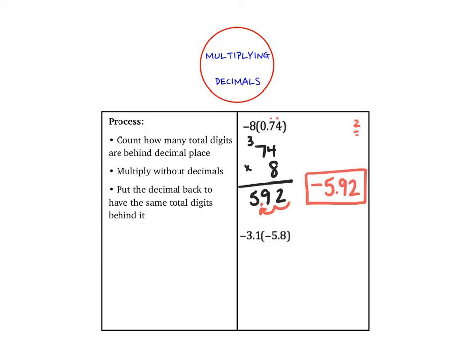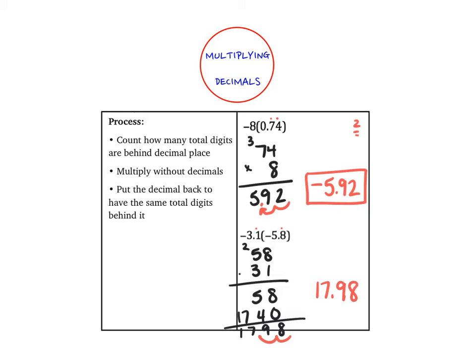Same would work if both numbers were not just 0 point something. So here I still have 2 behind my decimal place. I would set up my multiplication and work through that. And getting that total, kind of running out of space, would be 1,798. I'm going to move my decimal back 2 more spots and check my signs. A negative times a negative would leave my answer as a positive 17 and 98/100.